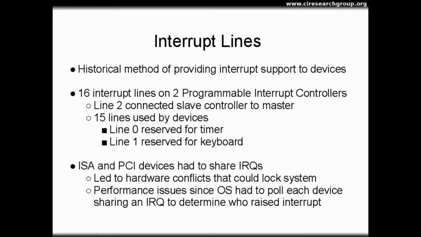ISA and PCI add-in devices actually had to share interrupt request lines, and this sharing could lead to hardware conflicts that could lock up the system. It was thus up to the system owner to manage the sharing by setting little jumpers on the add-in cards so that the cards were using different IRQ lines. There were also performance issues when IRQ lines were shared, because the operating system actually had to poll each device sharing an IRQ to determine which device it was that raised the interrupt. Polling was still necessary in order to receive any kind of data from the device, regardless of whether it was sharing an interrupt line or not.